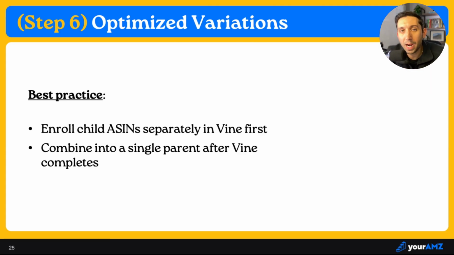The best practice if you're creating a parent listing with multiple variations is to create all of the products separately first, enroll each child ASIN separately into Vine, and then after all the units are claimed and reviews start coming in, combine all the variations into a single parent once Vine completes, so that you have the shared reviews on one single parent listing.